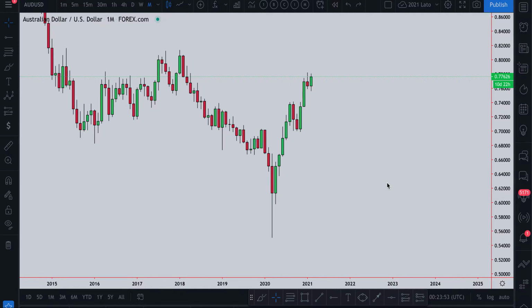Today, I'm going to be breaking down AUD dollar. Let's see if we can have an opportunity to grab some pips. Right. Let's talk about the monthly chart.